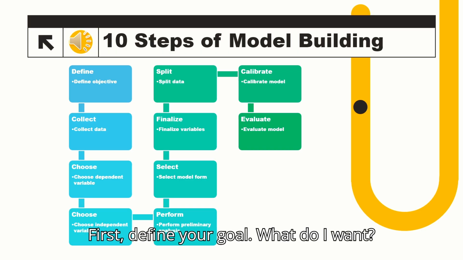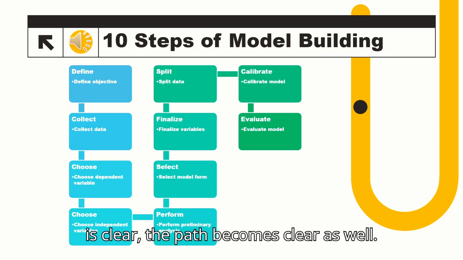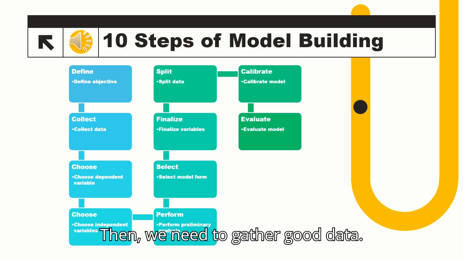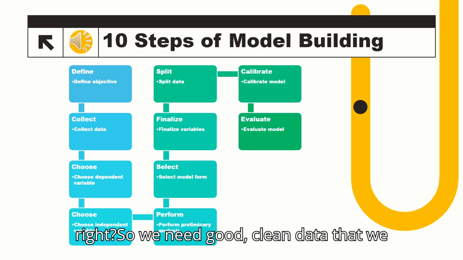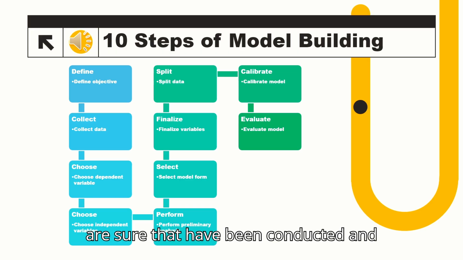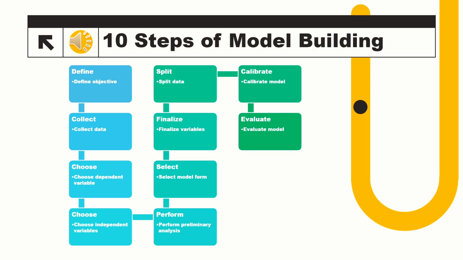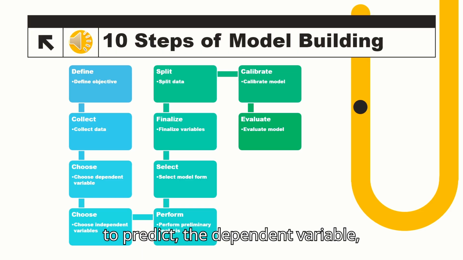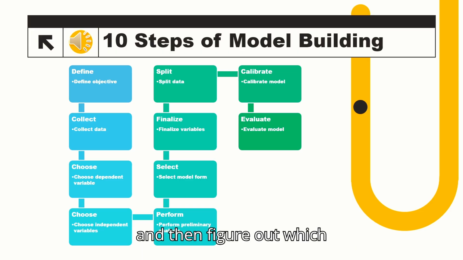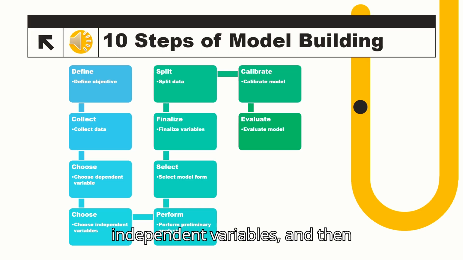To build a successful predictive model, we follow a clear 10-step process. First, define your goal. What do I want? What is my end game? And once the end game is clear, the path becomes clear as well. Then we need to gather good data. Good data gives us good results, right? So we need good, clean data that we are sure have been collected ethically and authentically. And then identify what you want to predict, the dependent variable, and then figure out which variables are influencing this dependent variable, which are the independent variables.